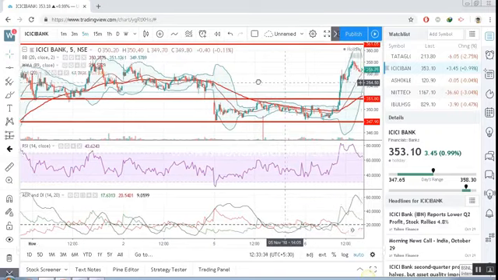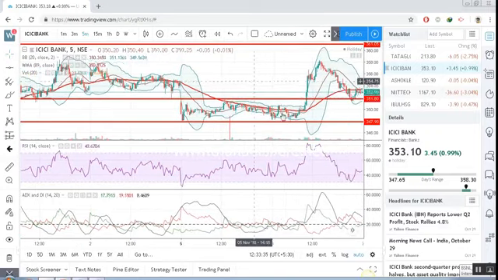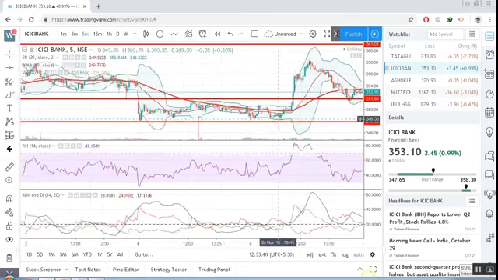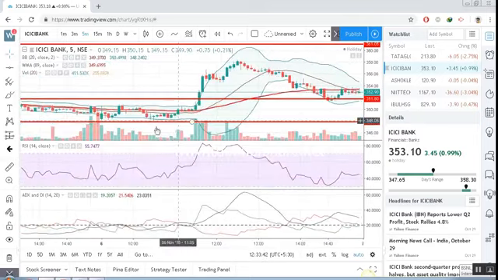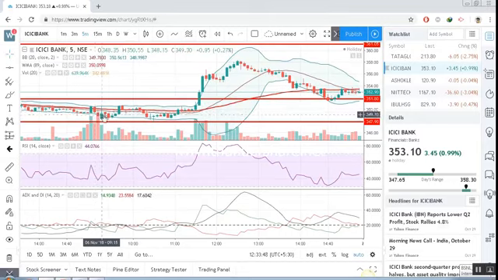But coming to the 6th, where is the 6th? On the 6th you are having your opening. This is the opening. It's opening at yesterday's low. So when it's opening at yesterday's low, what will you be thinking? I am planning to go for a buy, but you cannot just trade like that.